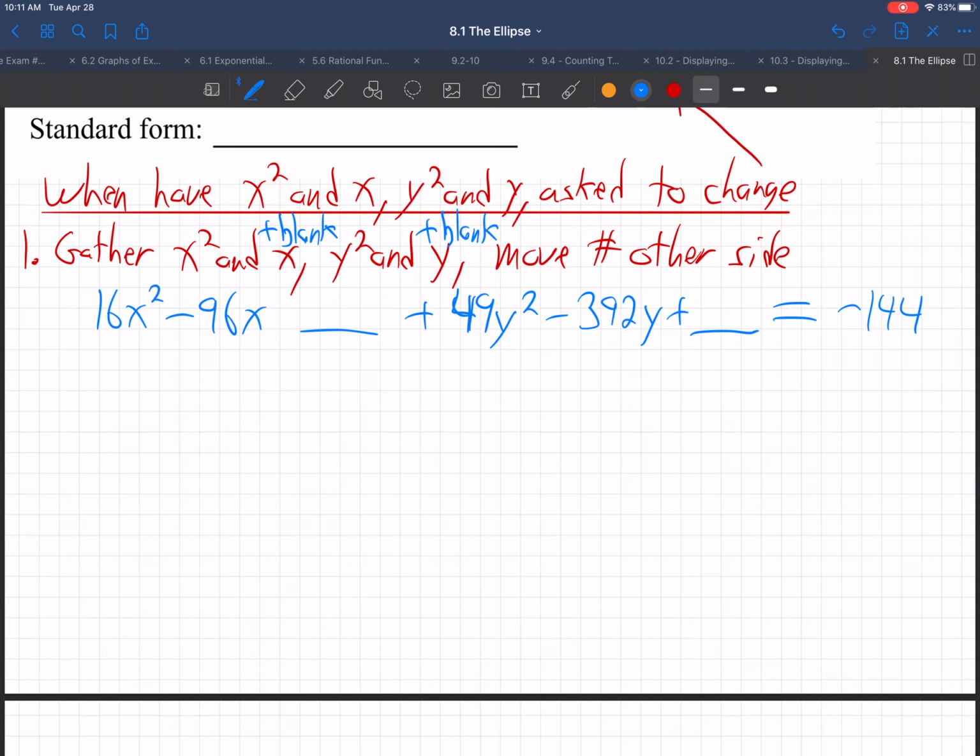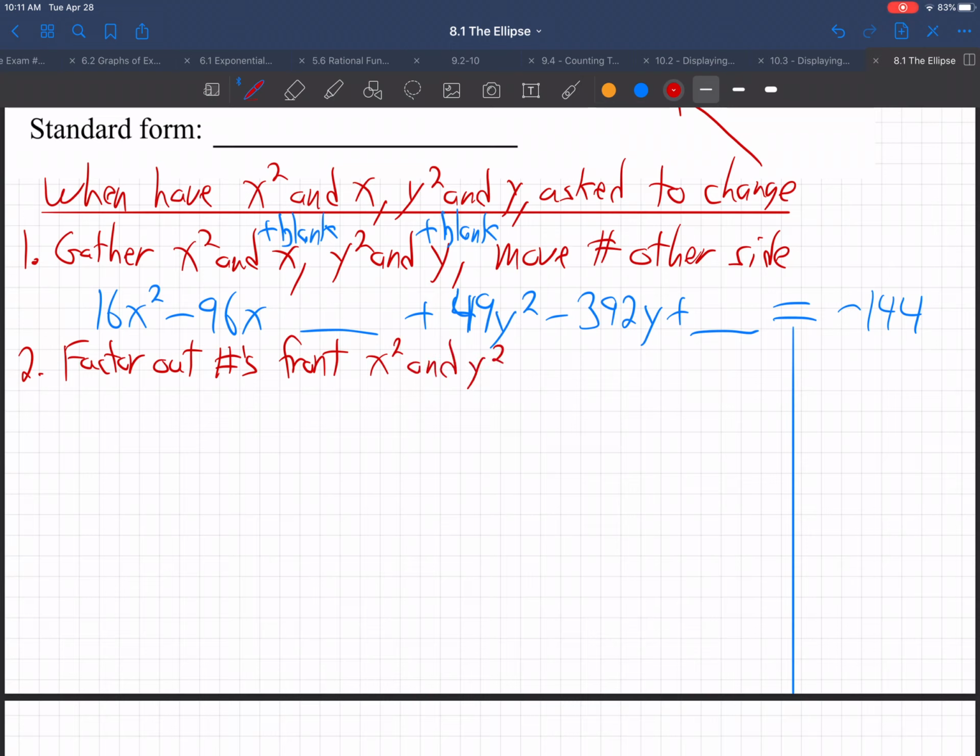Let me put in our wall of separation here. That's where the equals is, so we have the left side and the right side. Just want to make that clear. So step 2: factor out the numbers that are in front of x squared and y squared. So I'm going to take out this 16, and over here I'm going to take out this 49.